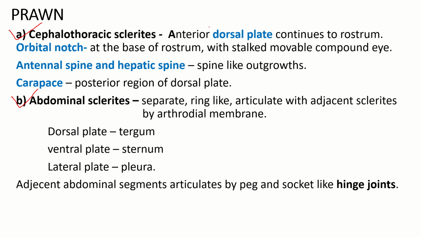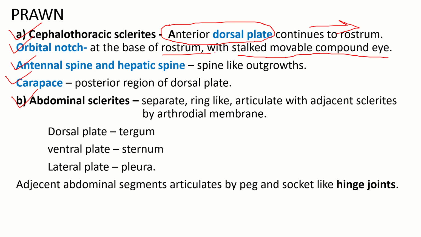These cephalothoracic skeletons have an anteriormost plate called the dorsal plate, and this dorsal plate is continuous with the rostrum. Towards the ventral side there is a notch, called the orbital notch. At the base of the rostrum, from that orbital notch, stalked movable compound eyes arise. Then there are antennal spines and hepatic spines on the dorsal plate. The carapace is the posterior region of this dorsal plate.